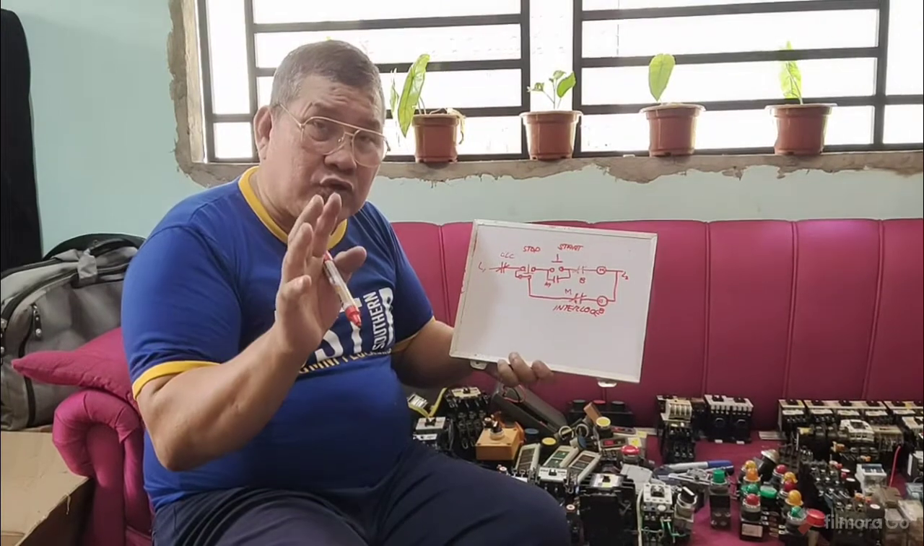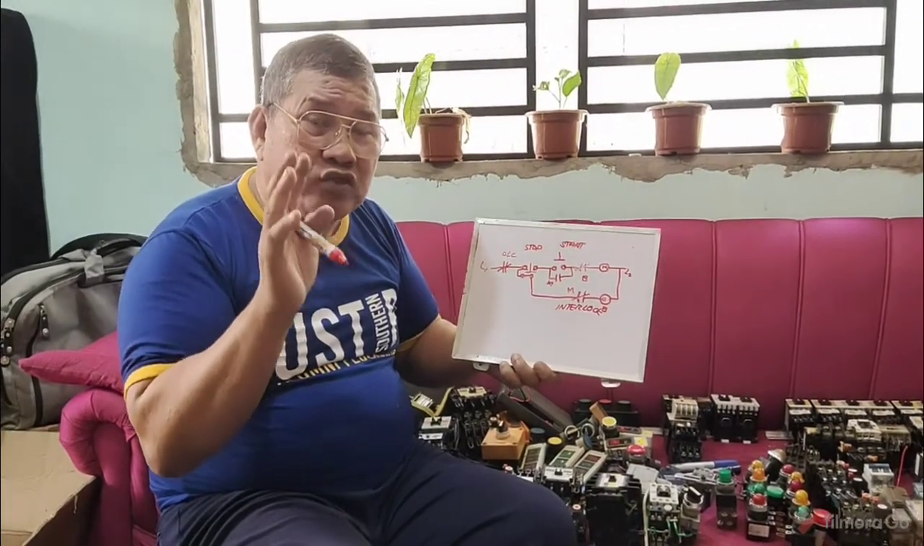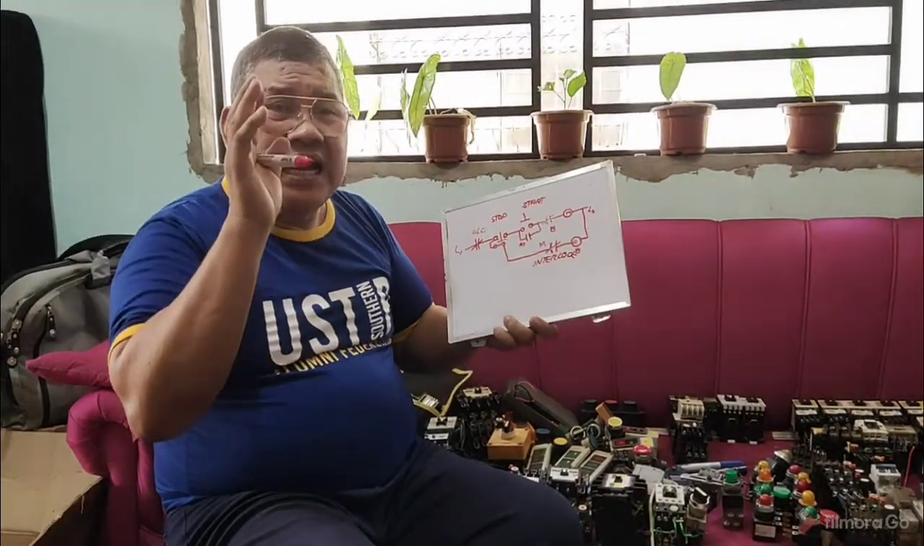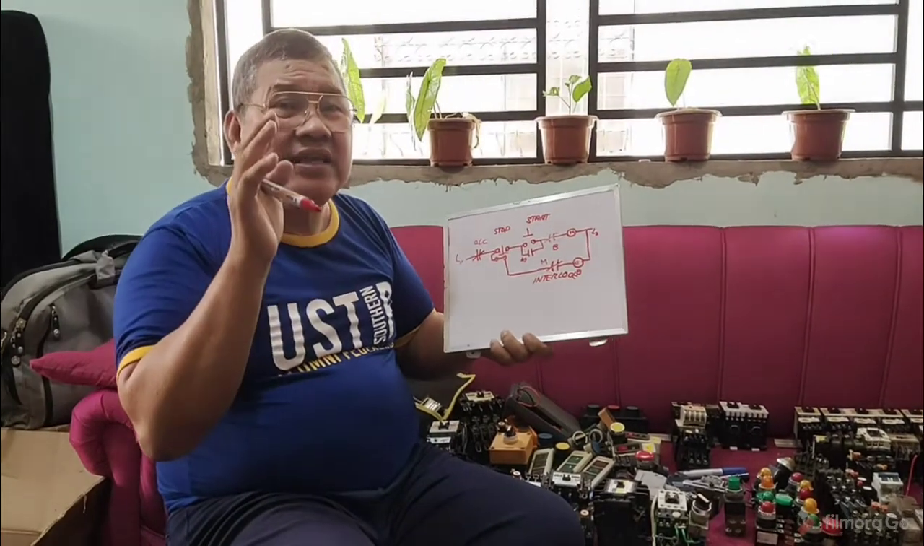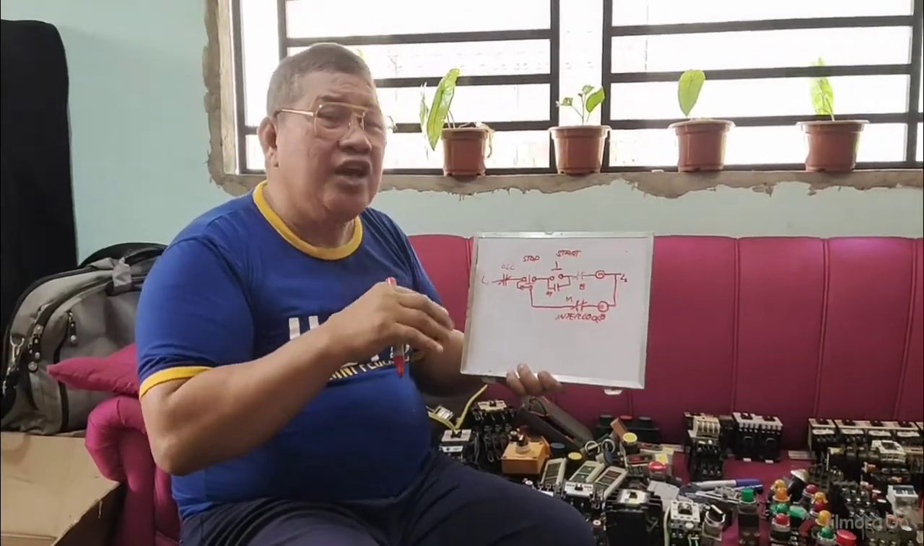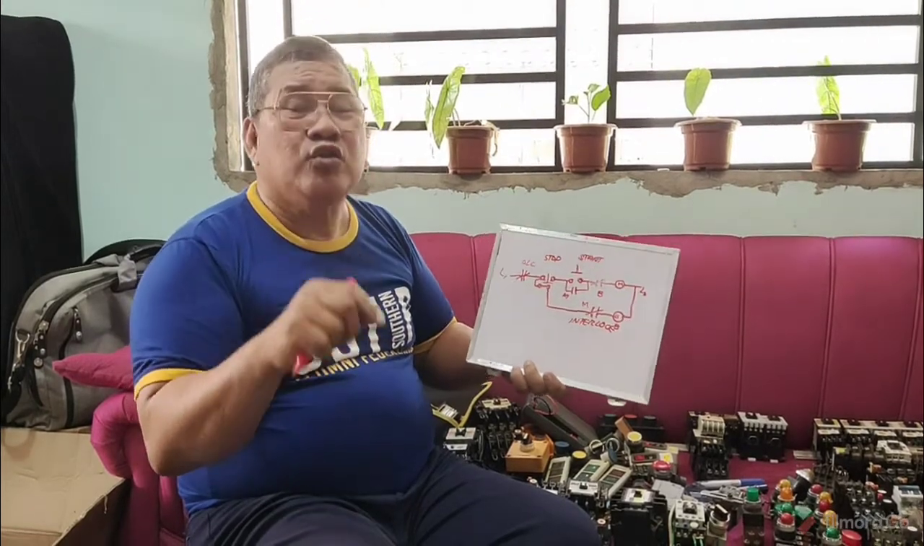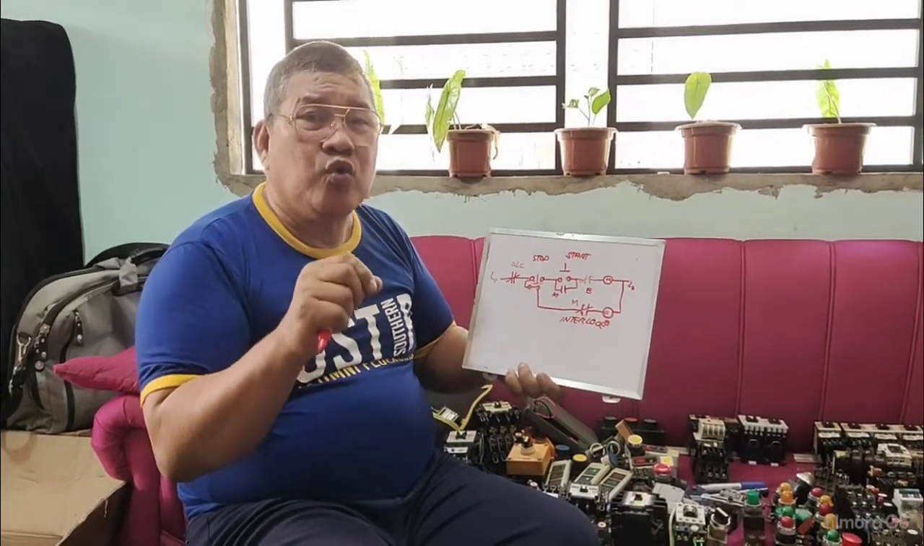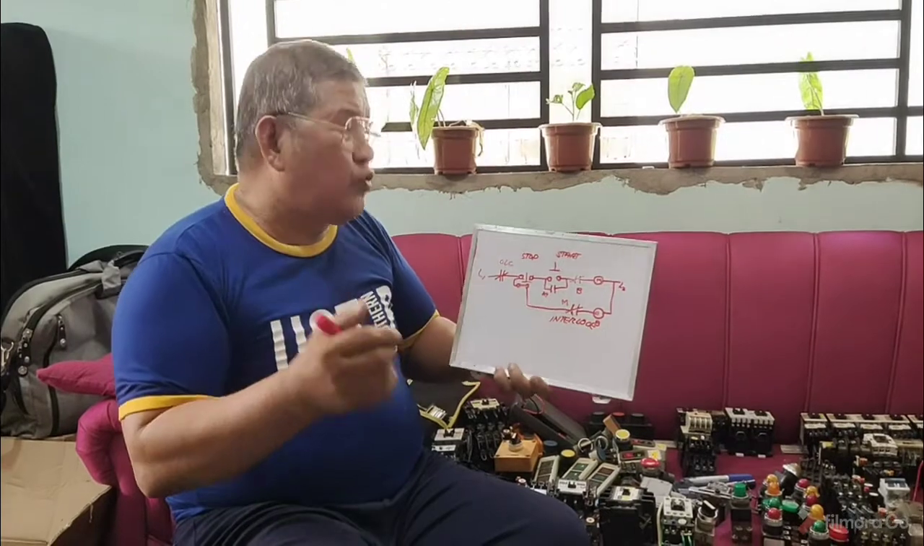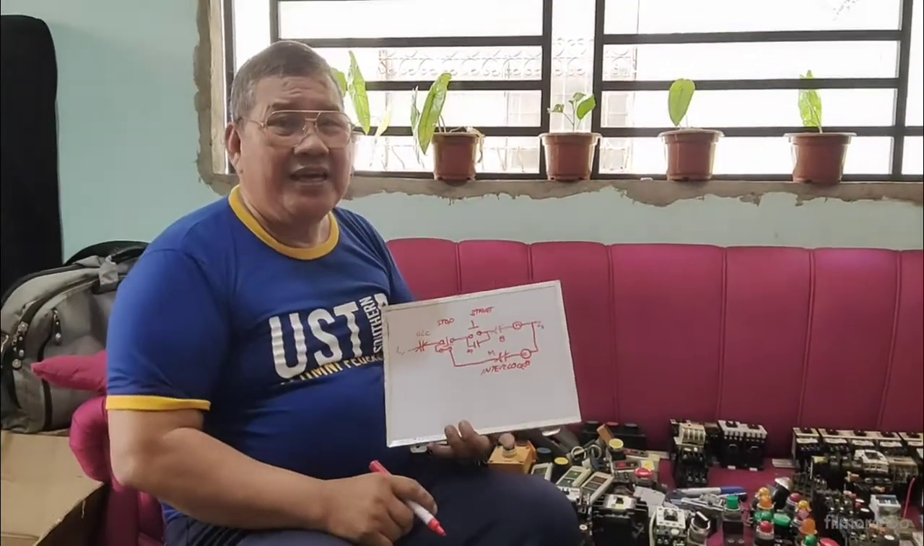We are going to use two sources of electricity, the AC and the DC. What's the purpose of the AC? To run the motor normally. What's the purpose of the DC? To stop the motor quickly. So I hope you understand. Okay?